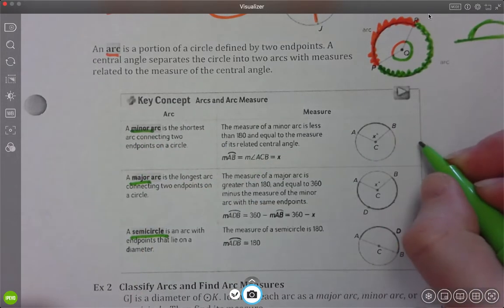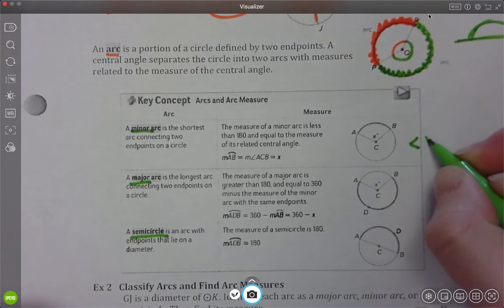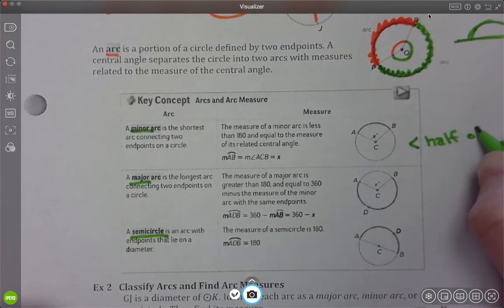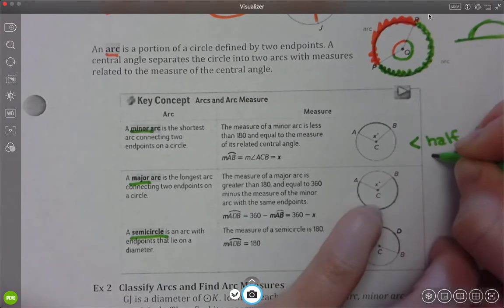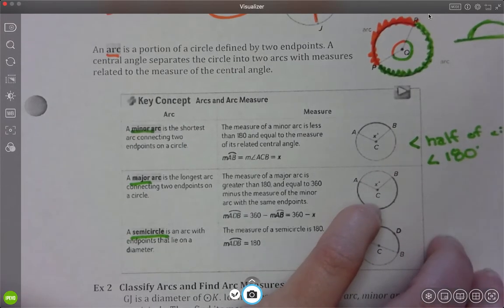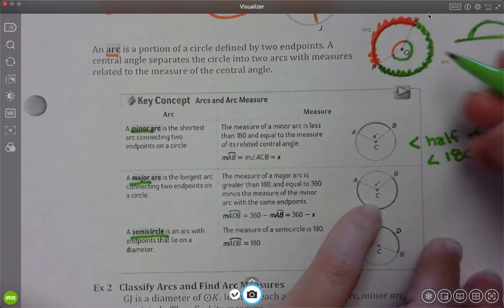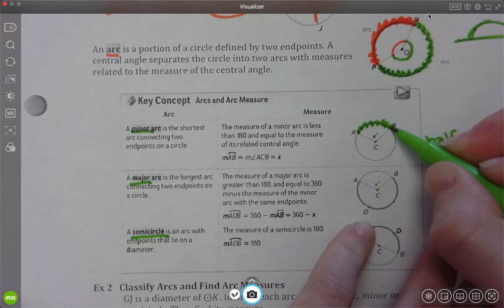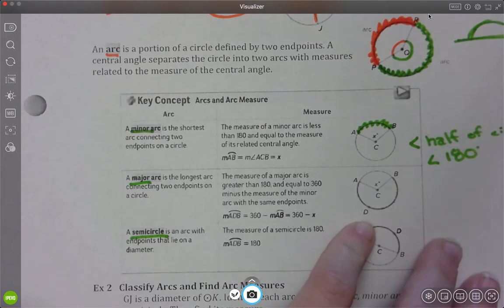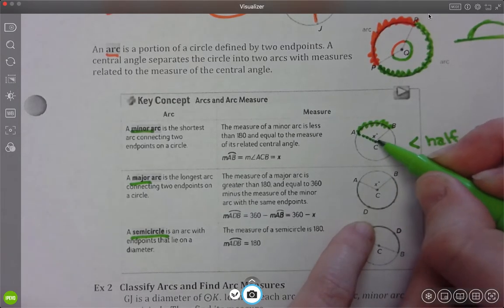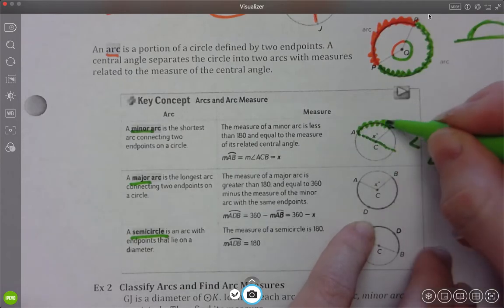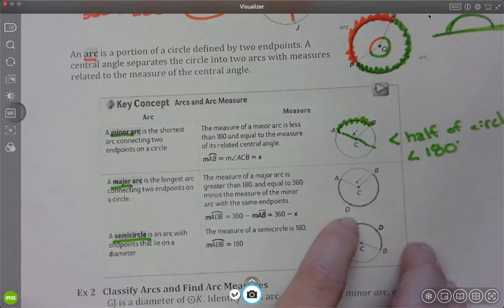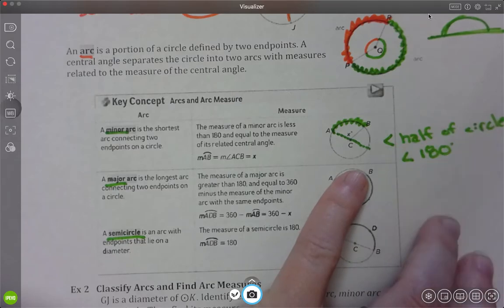So a minor arc is going to be less than half of the circle, which will be less than 180 degrees. 180 degrees is exactly half. So this guy is going to be a minor arc. He is less than half of the circle. Half of the circle, if I would connect this all the way over, would be that guy, so it would be from here all the way around. But AB is not quite all the way, not quite half. So he is going to be a minor arc.